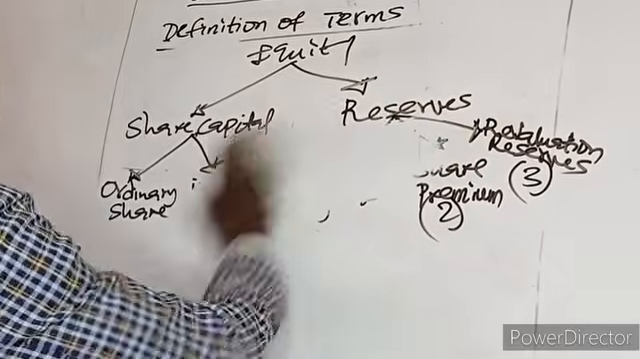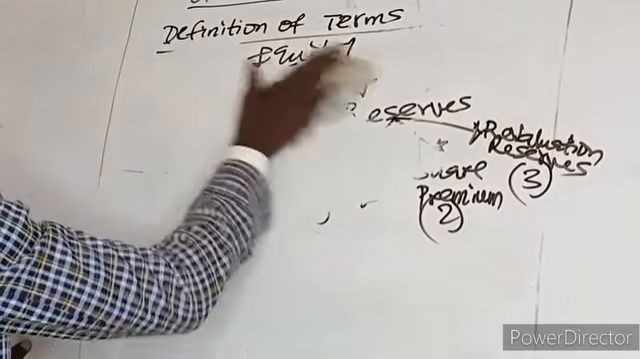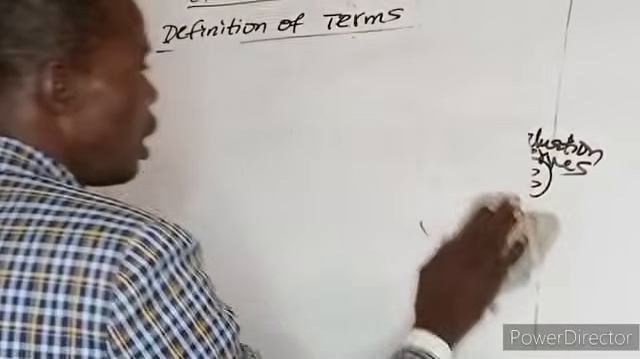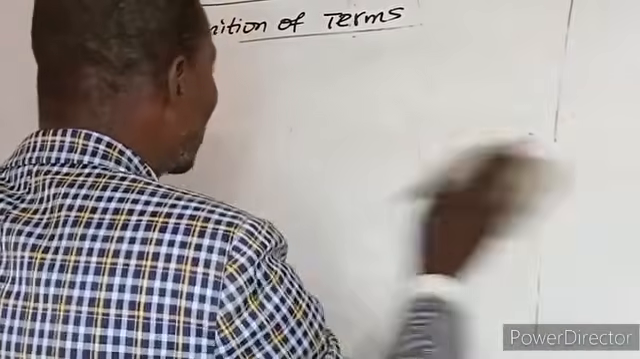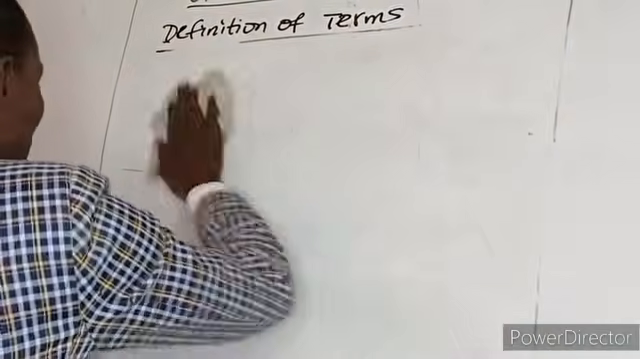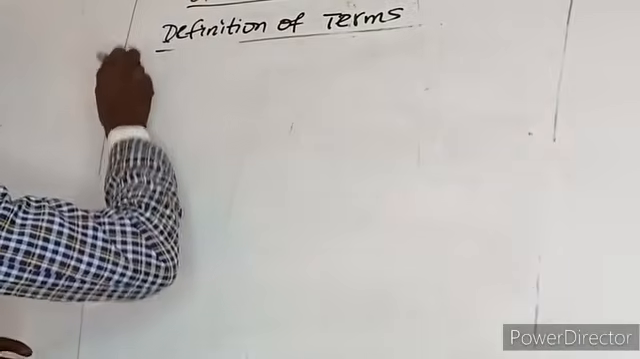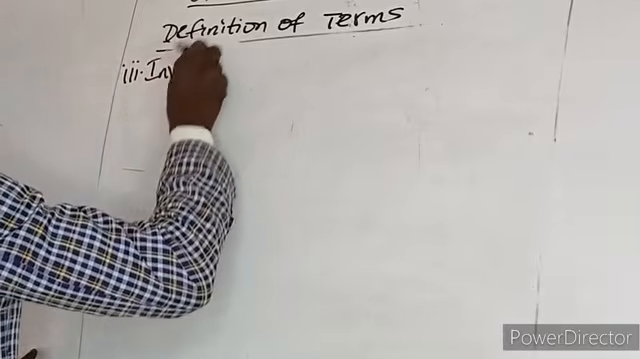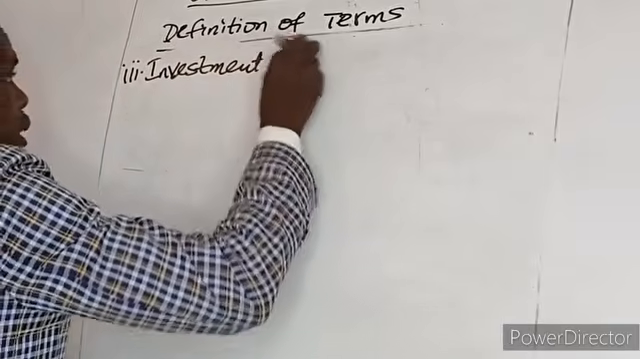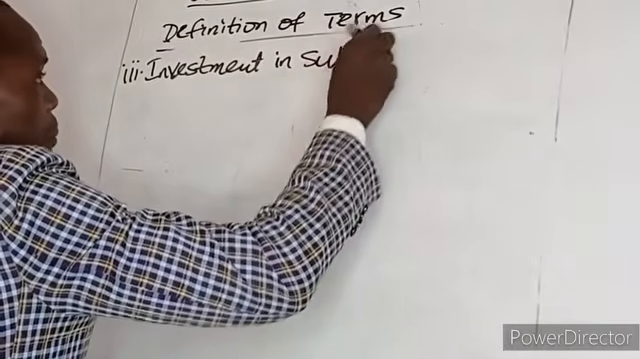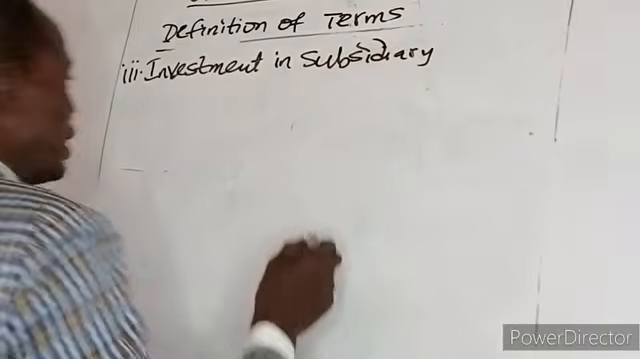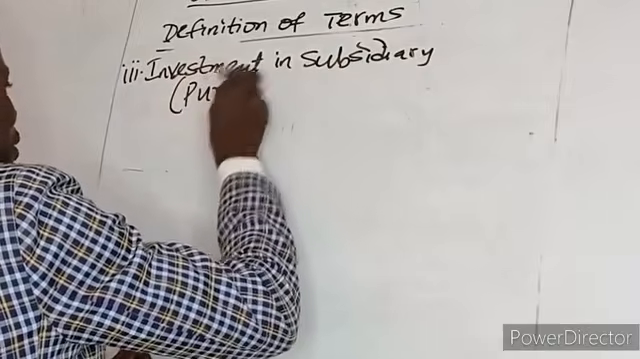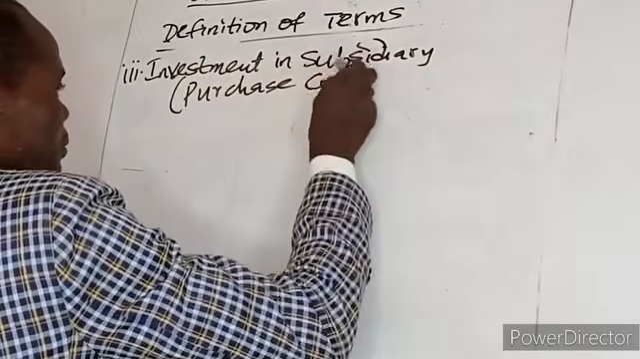The number 3 element I'm going to consider is investment in subsidiary, before I talk about goodwill. That is the investment by the parent company in the subsidiary company, or the purchase consideration.